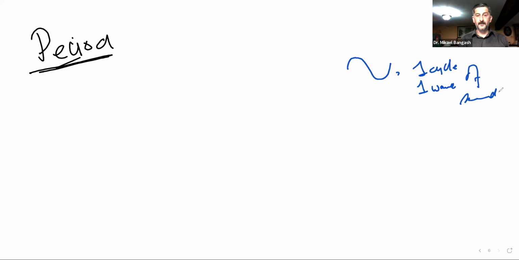Clear? What do we have? We have one point where it reaches a peak, and we have one point where it reaches a trough. But that is going to be one cycle, or mainly just one wave.